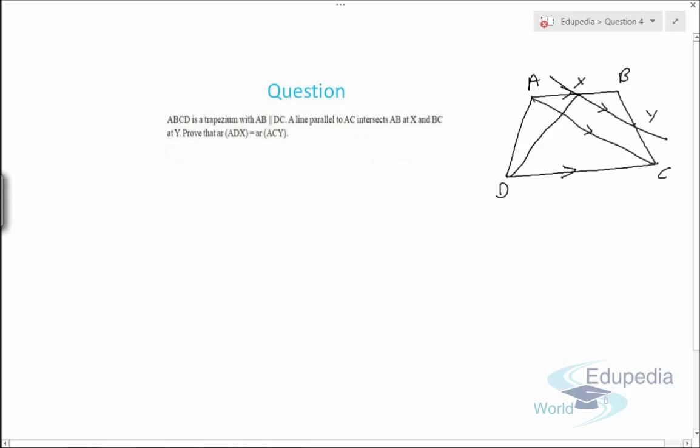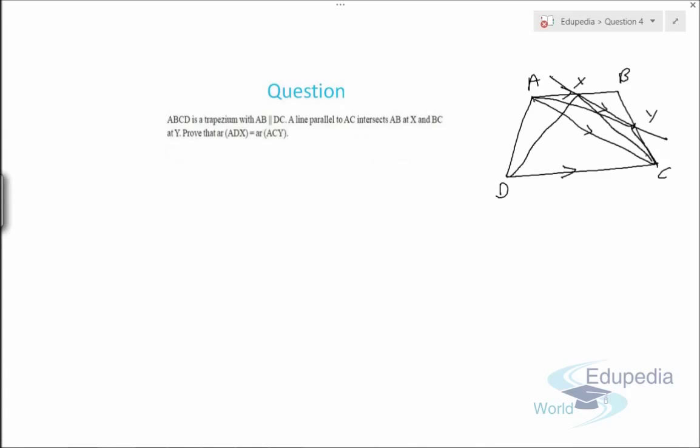So let's see how we can prove this. It's a very interesting question, so it's very important to watch it. For clarification, what we can do is join the line C and X, so that it would be very easy to solve this question.